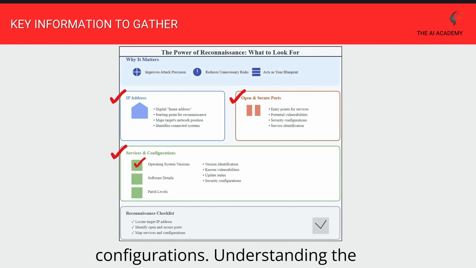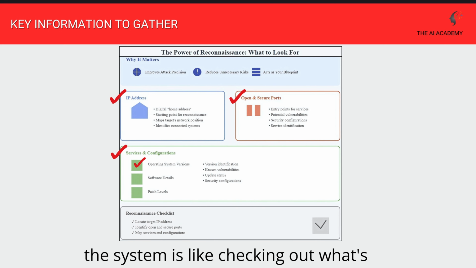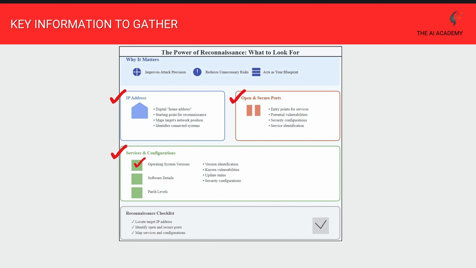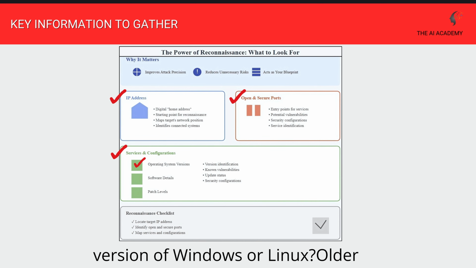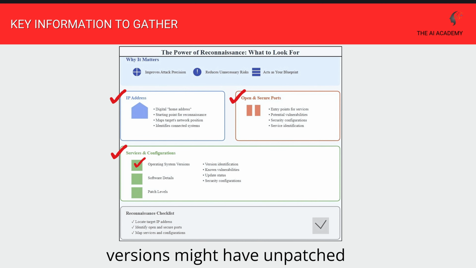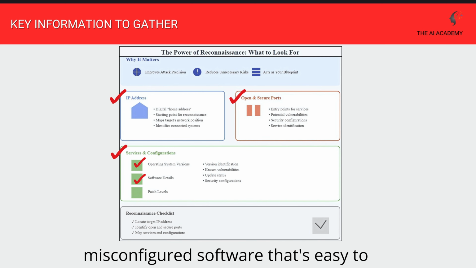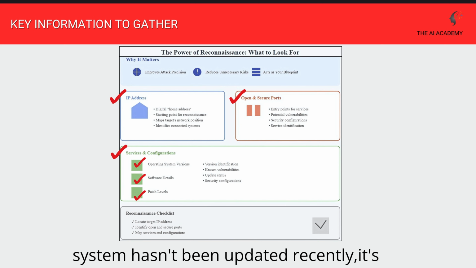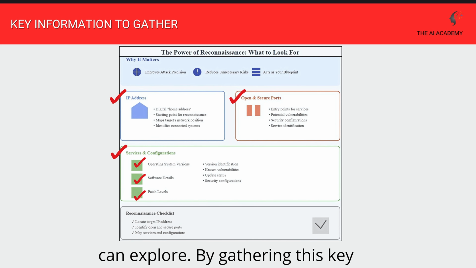Services and configurations. Understanding the software and configurations running on the system is like checking out what's inside the house after finding the open door. Such as operating system versions. Is it an old version of Windows or Linux? Older versions might have unpatched vulnerabilities. Software details. Are they running outdated or misconfigured software that's easy to exploit? Patch levels. If the system hasn't been updated recently, it's more likely to have vulnerabilities you can explore.